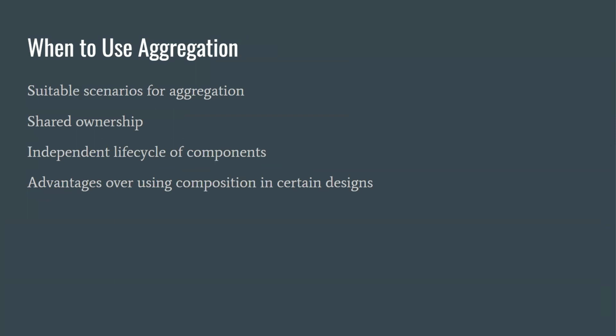When to use aggregation? Aggregation is particularly useful in scenarios where you need shared or no clear ownership, and where components need to be shared among multiple aggregates or exist independently. Choosing aggregation over composition can greatly affect the flexibility and extensibility of your program.